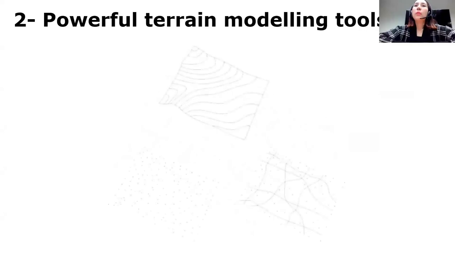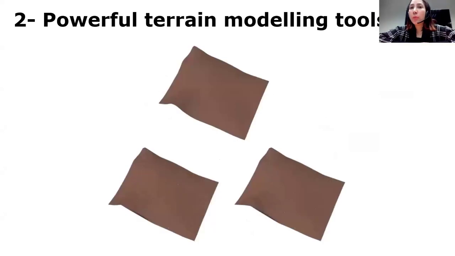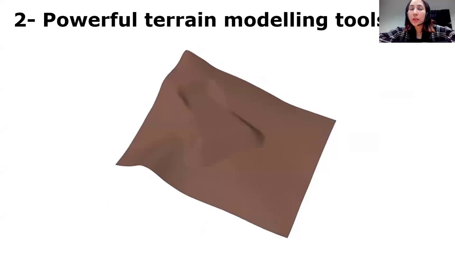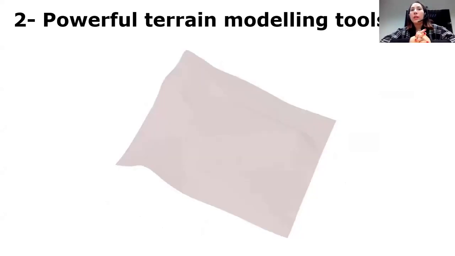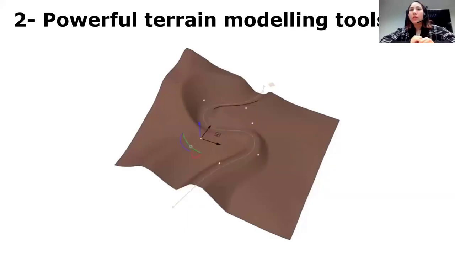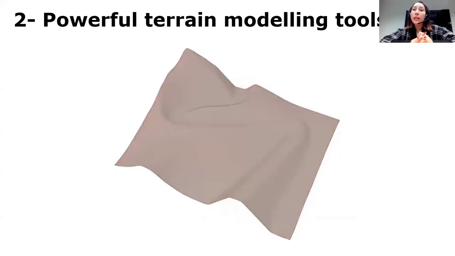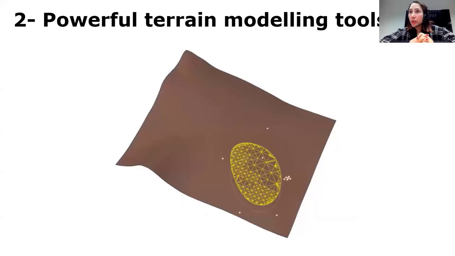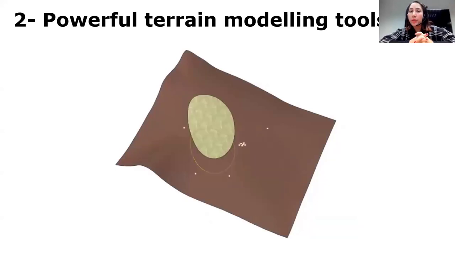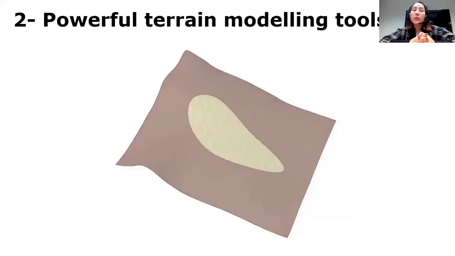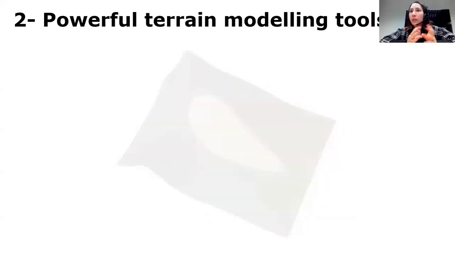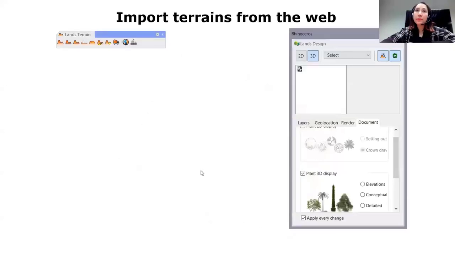There are powerful terrain modeling tools that let us create terrain by points, lines, or a combination of points and lines. Once we generate the terrain, we can easily modify it. By moving the control points, we can do different operations like creating paths or creating cut and fill on top of the terrain. And Lens Design will calculate the volume of earth moving for these operations. Also, you see that here you can divide the terrain in different parts, assign different material to each part of the terrain, and so on.